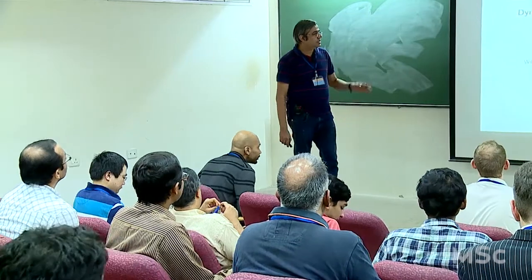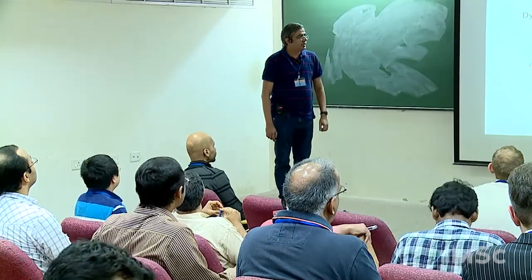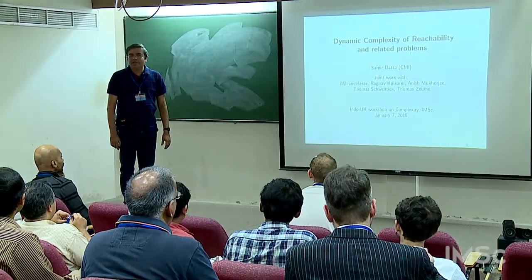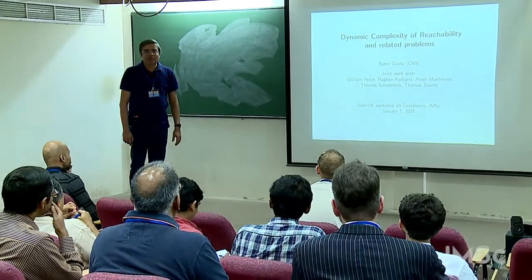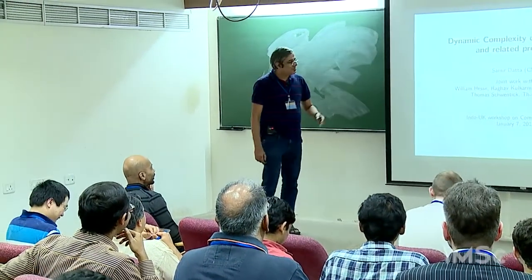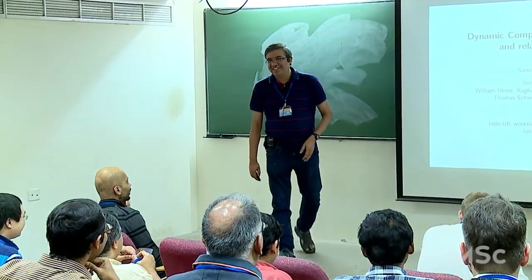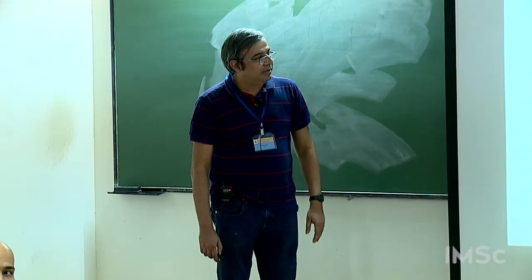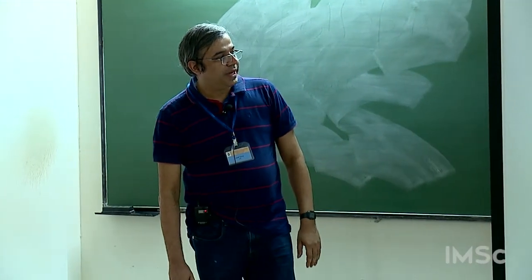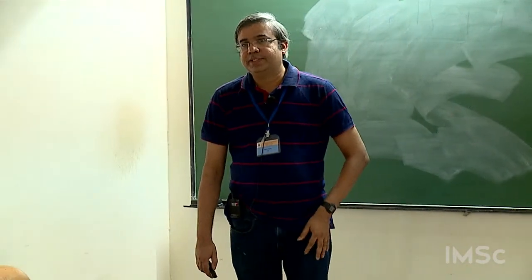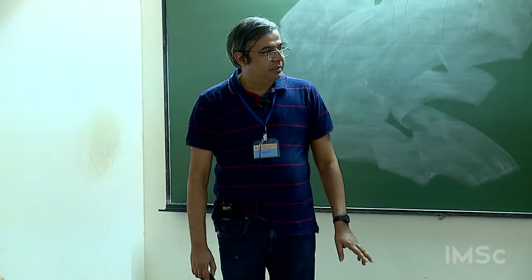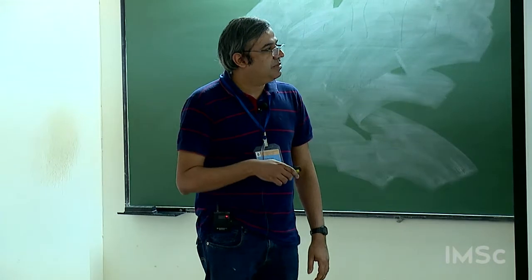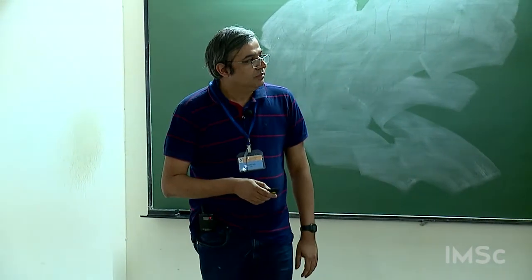So this is joint work with a number of people, two of whom are in the audience. I can see one, but Anish is also there. So Raghav and Anish are in the audience, and other people are William Hesse, Thomas Schwentek, and Thomas Zeume. This constitutes two papers. I'm going to talk about dynamic complexity of reachability and related problems.